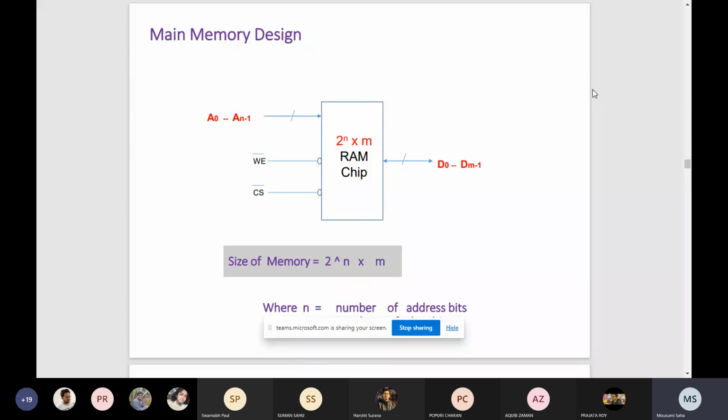Now, this is known to you, that 2 to the power n into m is the size of your RAM, because the address lines are A0 to An minus 1. So the total address bits are n, and the total data bits are m. So the size you can compute with the help of these address and data lines, and that is 2 to the power n into m.